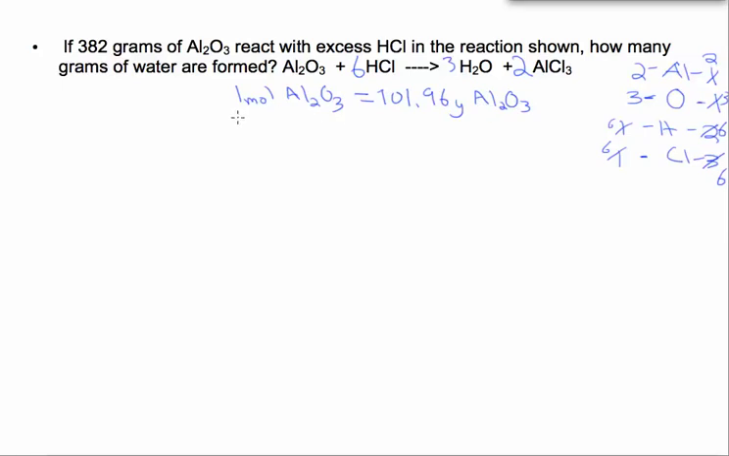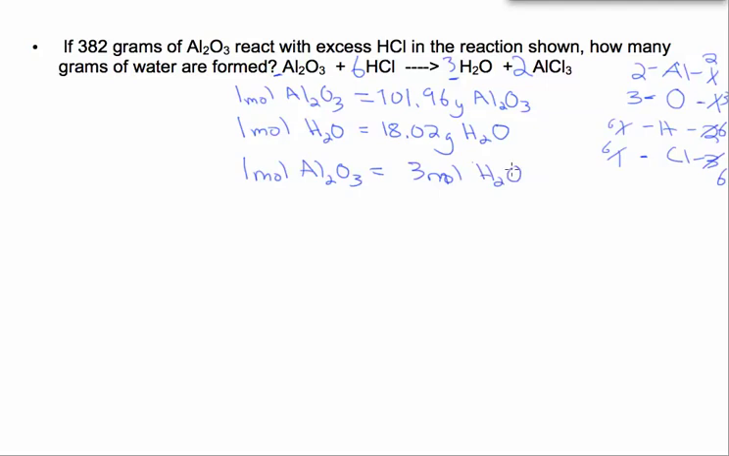And we're asked to get to grams of water, so that means we're going to need to use the same conversion factor for water. So 1 mole of H2O is equal to 18.02 grams of H2O, because we added up 2 hydrogen and 1 oxygen. And then we're going to need a mole ratio to get from aluminum oxide to water. So we're going to use the coefficients. For every 1 mole of aluminum oxide that reacts, we make 3 moles of water.